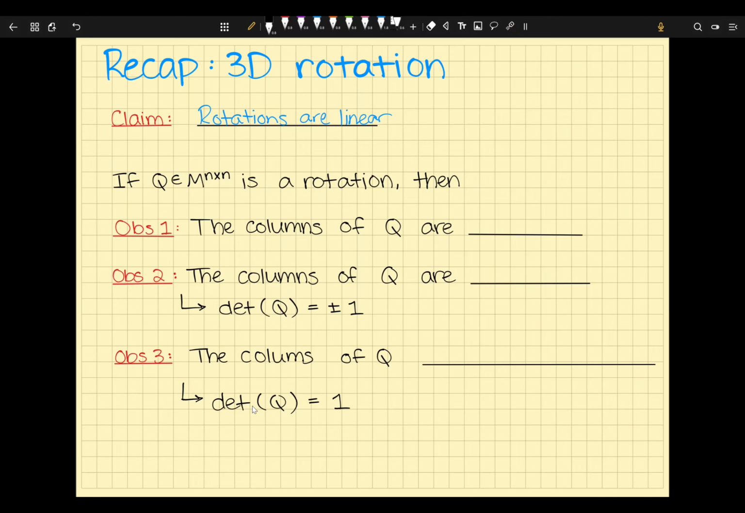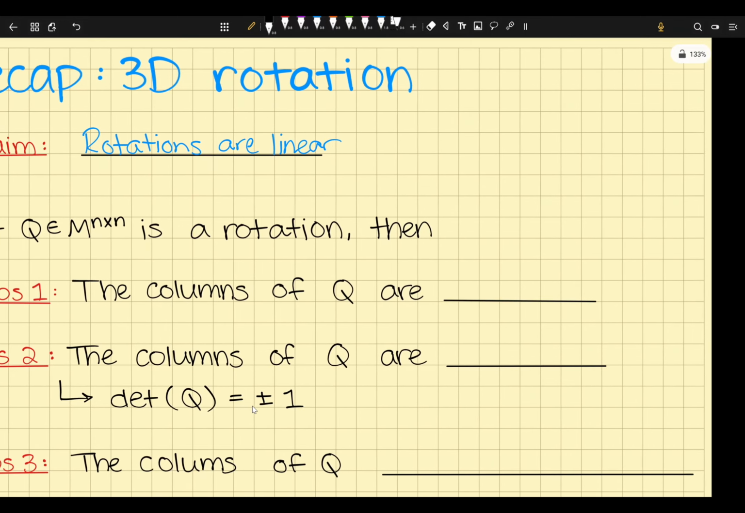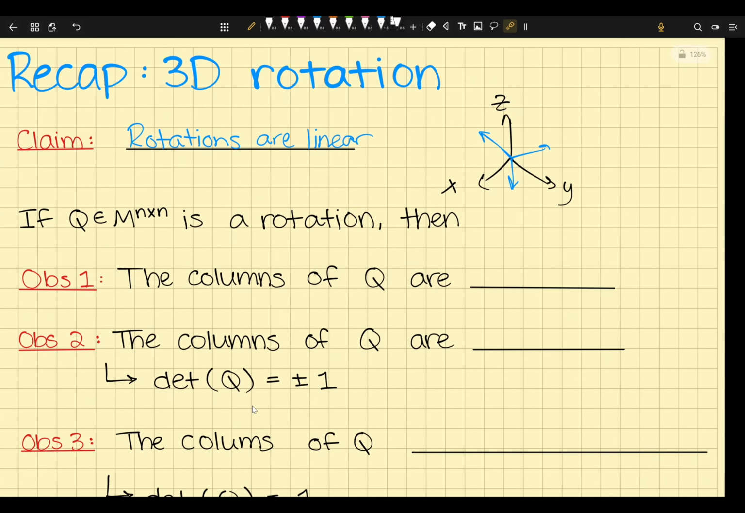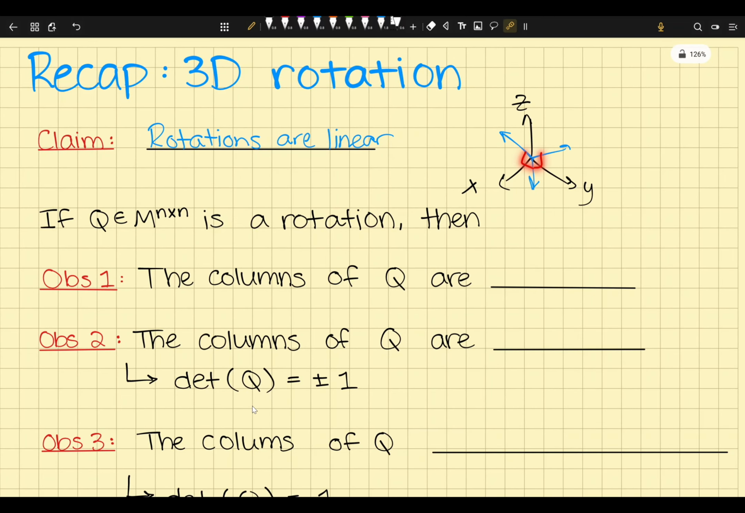Okay, so for example, let's say that these are our X, Y, and Z axes, and we want to rotate them this way. Well, the first important thing that we notice is that these blue vectors are still orthogonal. So the columns of Q are going to be orthogonal.